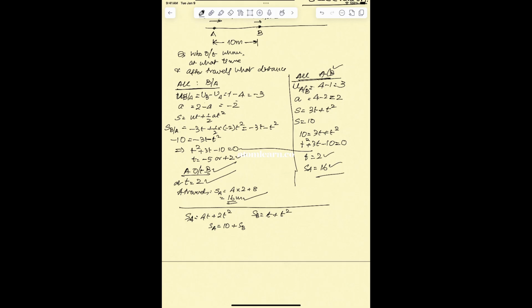This is the condition for overtaking. Therefore, this means 4t plus 2t squared must be equal to 10 plus t squared. Now take it to one side: t squared plus 3t minus 10 equals 0. The same relation that we got earlier. Understanding? Both are the same, but it will be more convenient to do only one equation like this.